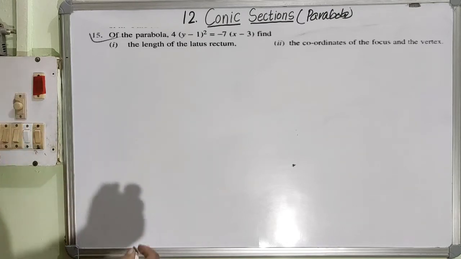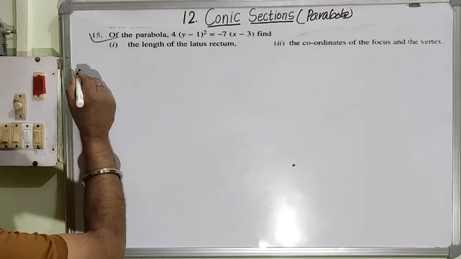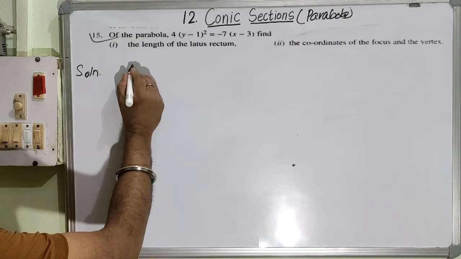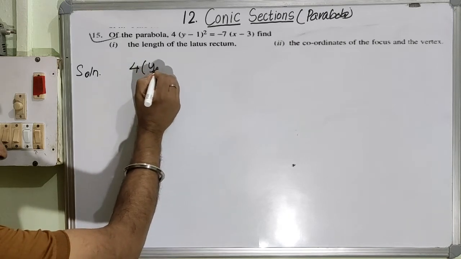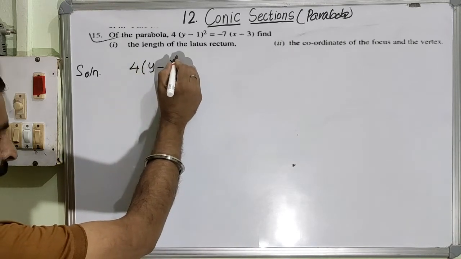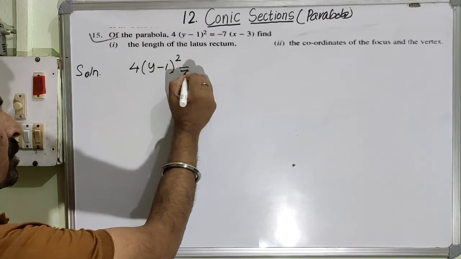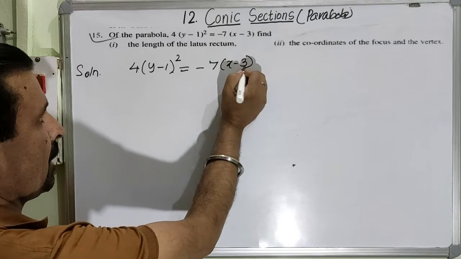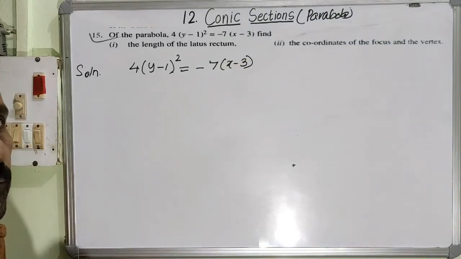Is it okay? So our solution: the equation we have is 4 times (y minus 1) whole to the power 2 is equal to minus 7 times (x minus 3). This is the equation in the vertex form.